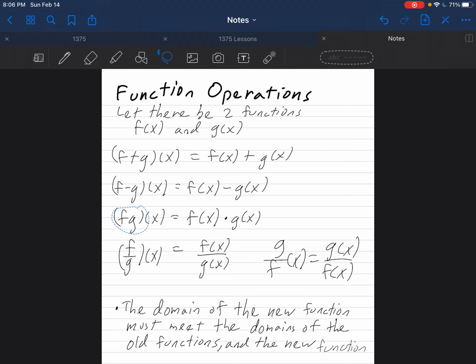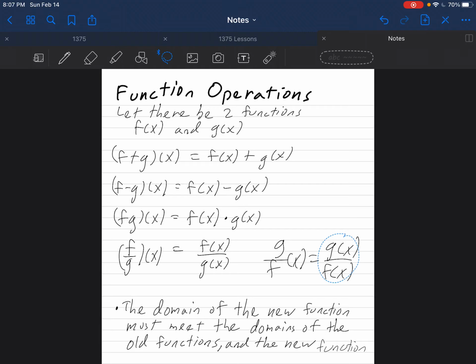Multiplication, fg of x, again, you're not going to really see a multiplication symbol. Sometimes you'll see a star or something like that, but fg implies multiplication. So that's going to be f of x times g of x. And then we have f divided by g, which is written as a fraction, as f over g. And that's f of x over g of x. And it can be reversed, and then you can put g on top and f on bottom.